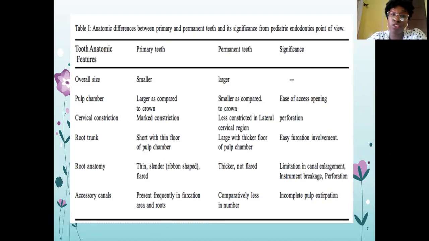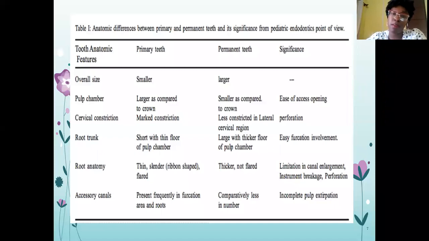The root trunk is short with a thin floor of the pulp chamber. So there's also easy furcation involvement. Then when we look at the root anatomy, the roots in primary teeth are thin, they are ribbon shaped and they are flared. So there's limitation in canal enlargement. There's only about a size that you can go to when you're instrumenting. Typically up to a size probably 25 on a distal canal, but there's a limitation.